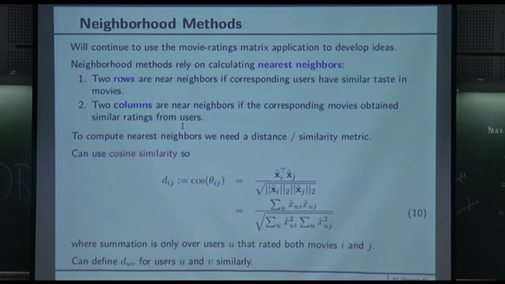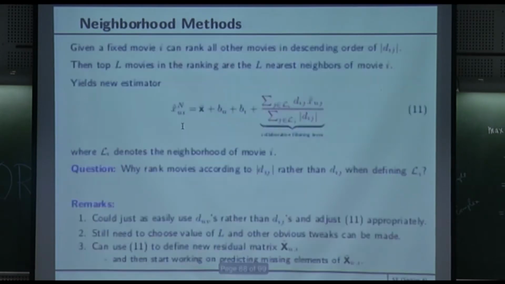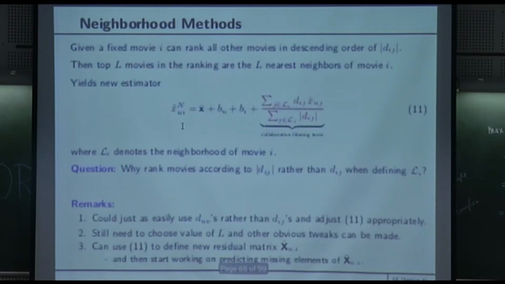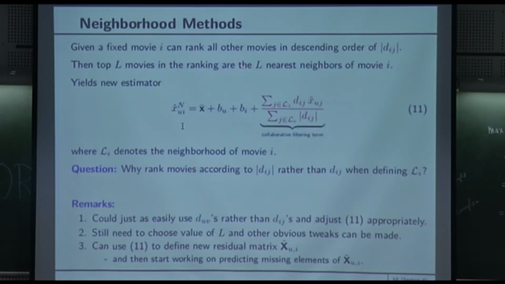You can define D_uv for users u and v similarly. So this is for movies, and you can do it similarly for users. What you do is, for a fixed movie i, you can rank all other movies in descending order of the absolute value of D_ij. You look at this cosine distance to all other movies, then the top L movies in the ranking are the L nearest neighbors of this movie. This gives you a new estimator: the baseline estimator, plus the average, which is the collaborative filtering term that you compute over the neighborhood, where L_i denotes the neighborhood of movie i.